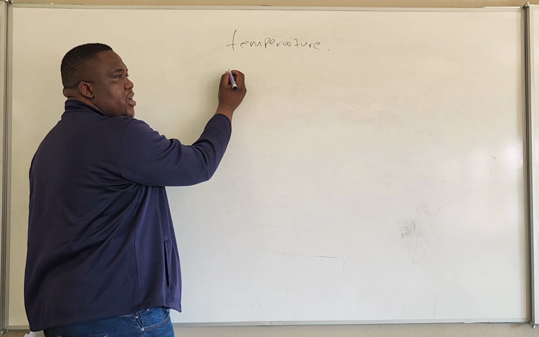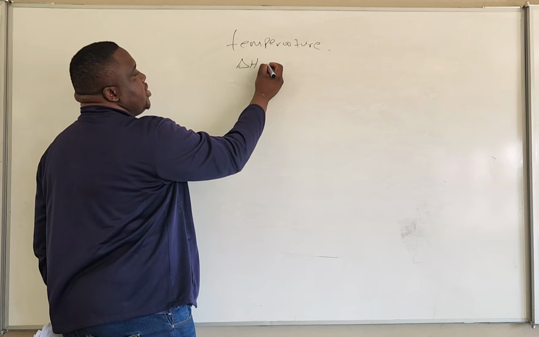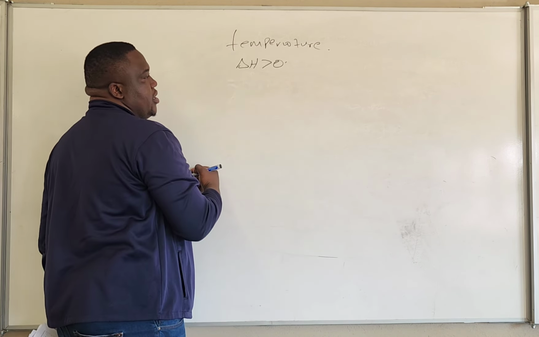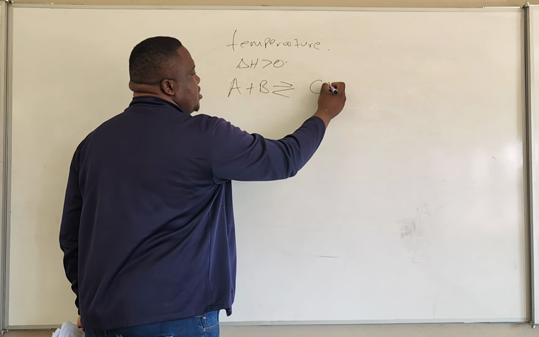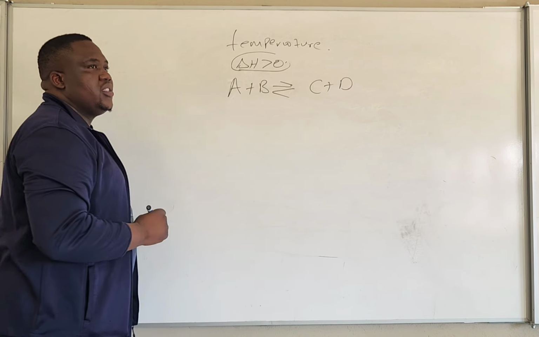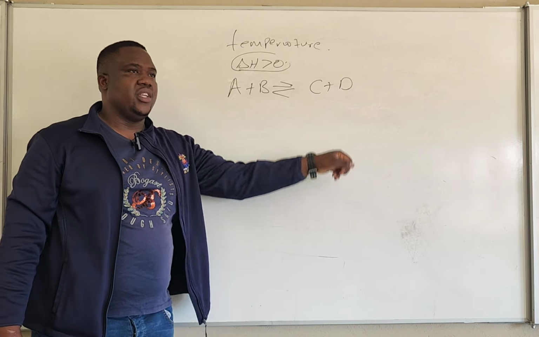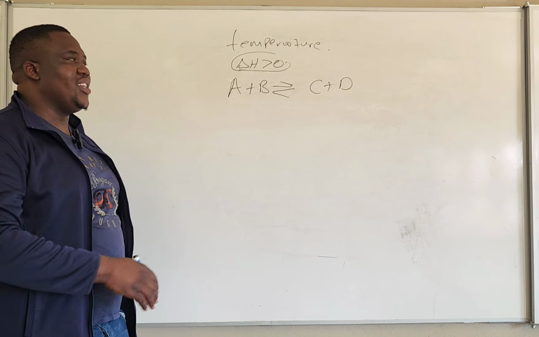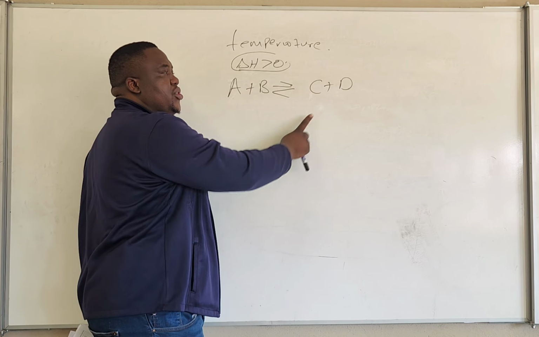Let's check. I give this to you. I say delta H is greater than 0. It means that the reaction is endothermic. Look, I have A plus B, and then I form C plus D. It means the forward reaction is endothermic. I told you that this talks about the forward reaction. So we know which one is the forward reaction. The forward reaction is the formation of the product, the formation of C and D.